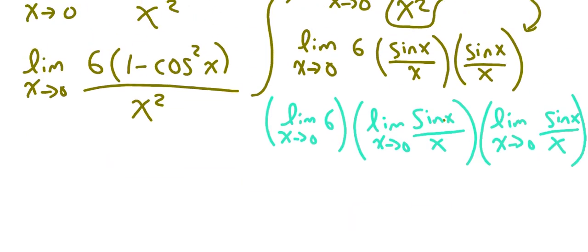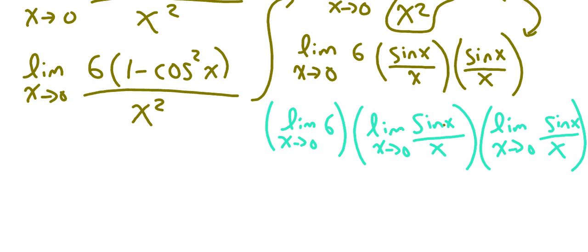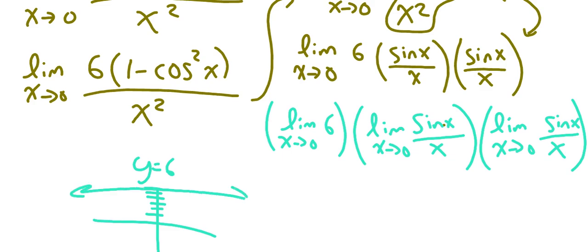The function 6 is the function y equals 6. So that's the line, 1, 2, 3, 4, 5, 6, right? It's this line. I don't care what x we're approaching, y is always going to be 6. And so that's why whenever we take the limit of a constant, it's just the constant itself.